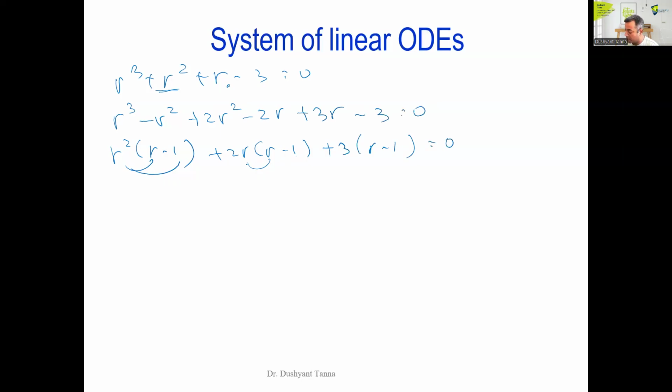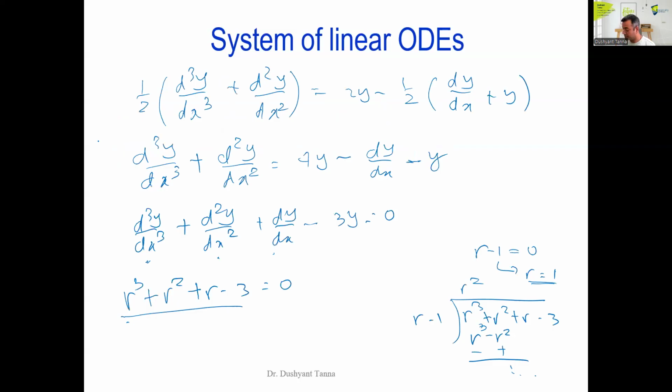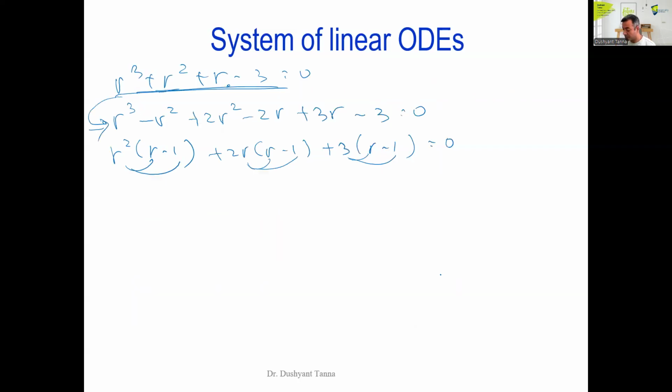Right? And finally, when you multiply, you have 6 terms. So technically, your 4 terms from this step, you have rearranged into 6 terms. In a way, your R minus 1 is common. Okay? If this is complex for you, don't worry. Follow the long division. You'll have something which is exactly R square plus 2R plus 3.